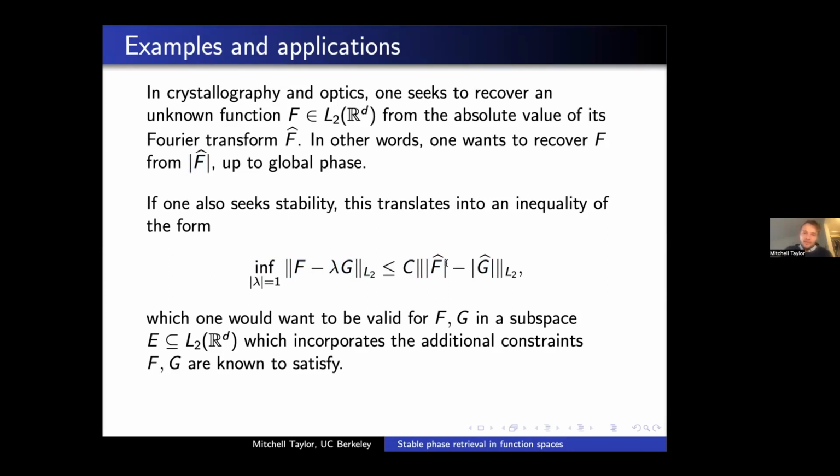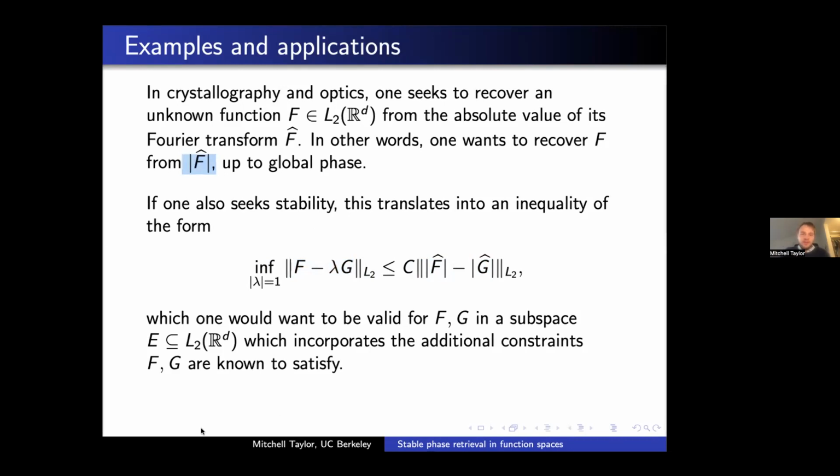So if the magnitude of the Fourier transform of some signal is close to the magnitude of the Fourier transform of another signal, then necessarily these two signals are very close up to a phase. So this inequality would state that the recovery of f from the magnitude of the Fourier transform of f is stable. And the question is, where should this inequality be true?